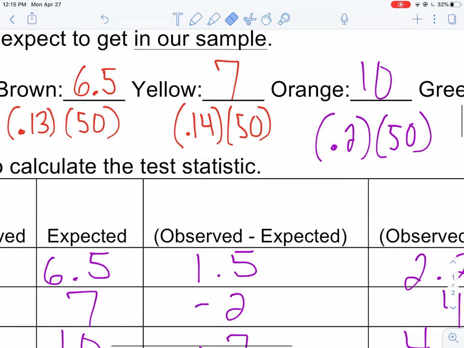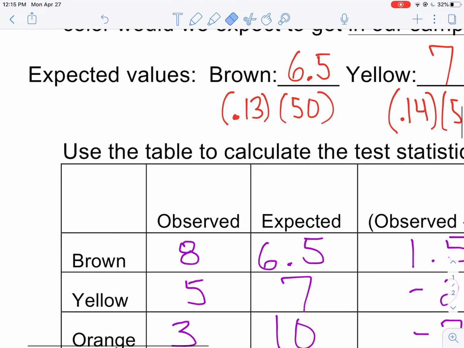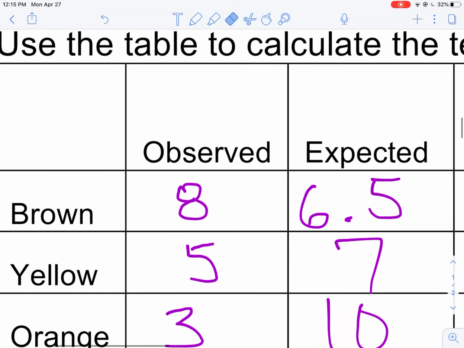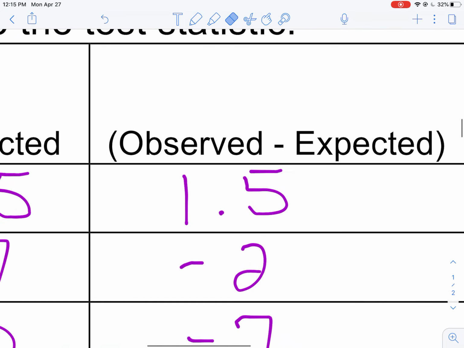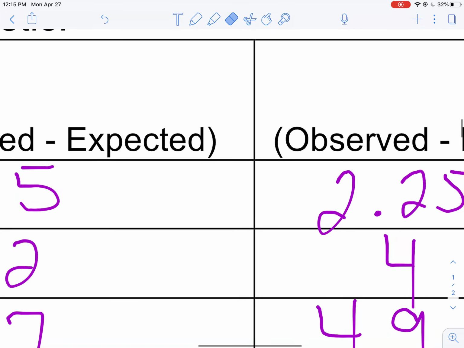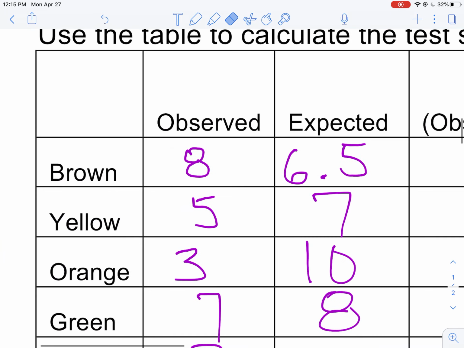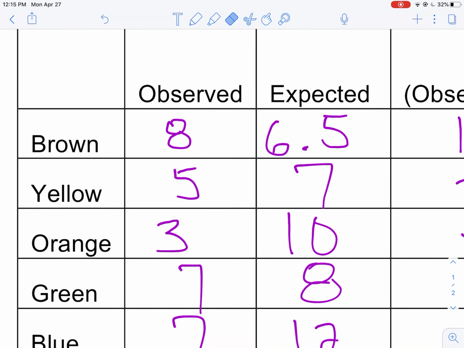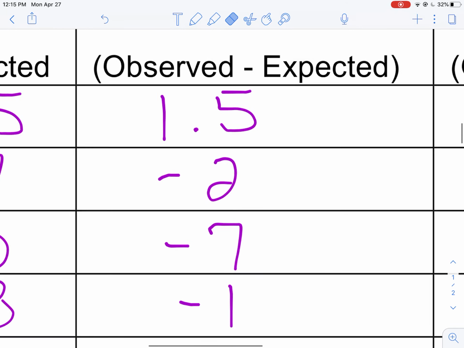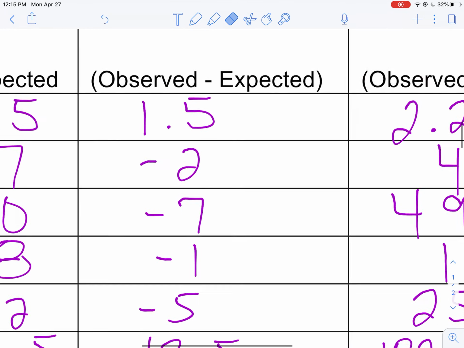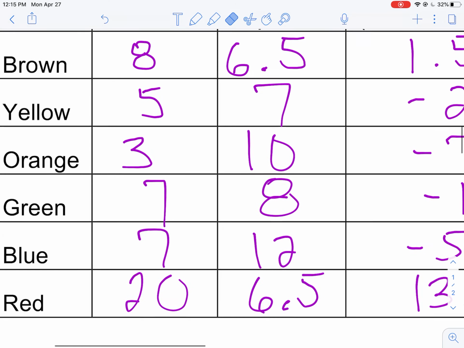So again, I did 8 minus 6.5, got 1.5, squared it and got 2.25. I did that for all of them. I observed 5 yellow M&Ms. I expected 7 of them. That gave me a difference of negative 2, which I squared and I got positive 4. For orange, I observed 3. I only got 3 when I was expecting 10. I had a difference of negative 7. When I square that, I get 49.